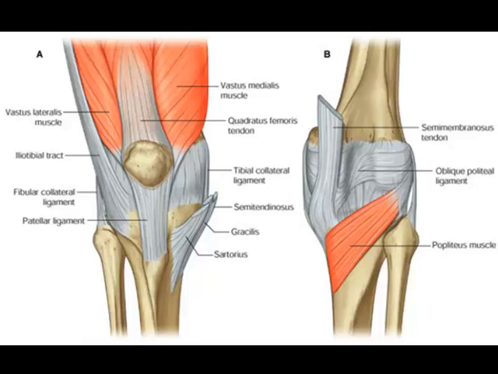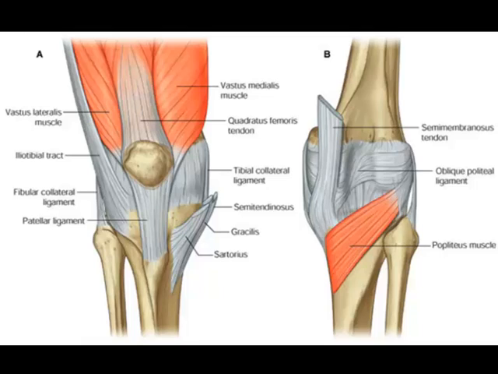And then the superior attachment is the lateral femoral epicondyle. The inferior attachment is the fibular head on the lateral surface. The other collateral is the medial or tibial collateral ligament. This one is broad and flat in shape.